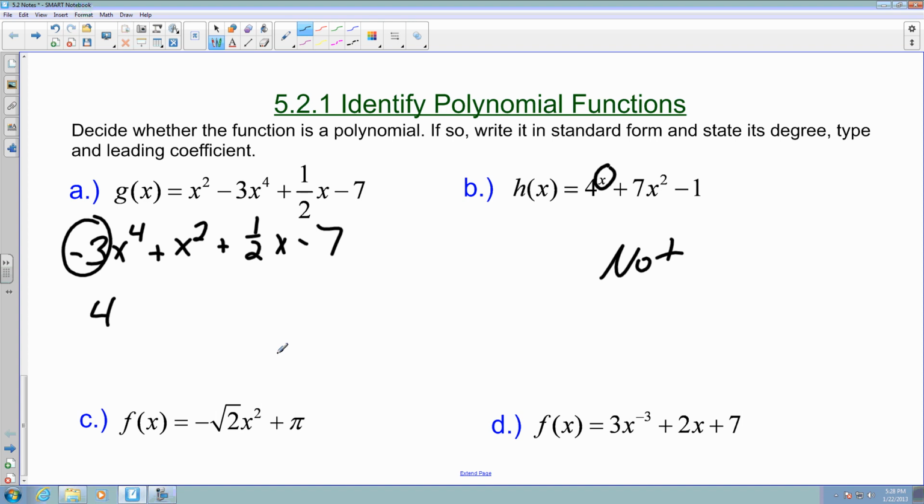Okay? For D, I have f of x equals 3x to the negative third plus 2x plus 7. I notice that it has a negative exponent, so this is not a polynomial function.